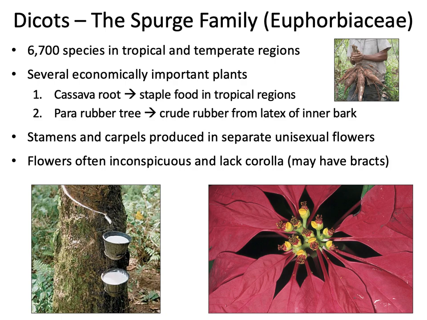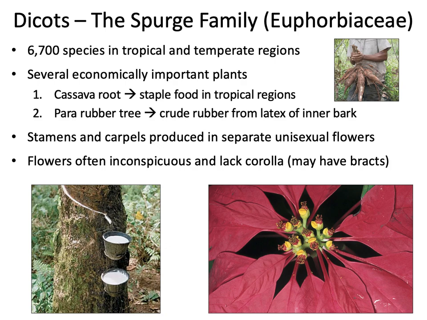There are several economically important plants in the spurge family, including cassava root, which is a staple food in tropical regions. Another name for cassava is manioc or tapioca, which is what they use for bubble teas. And then the rubber tree. This is where we can make natural crude rubber from the latex of the inner bark.